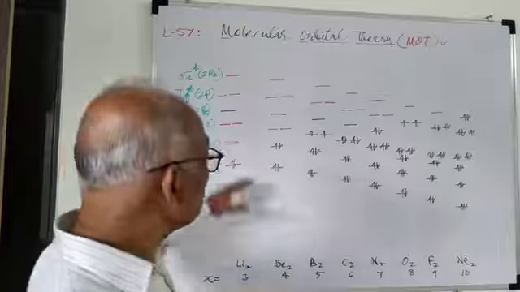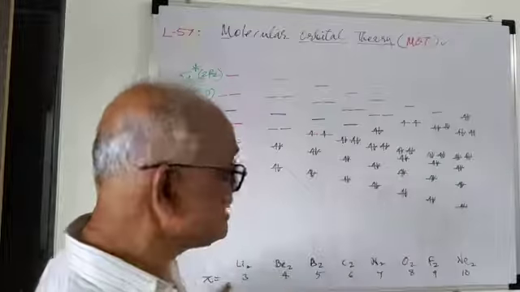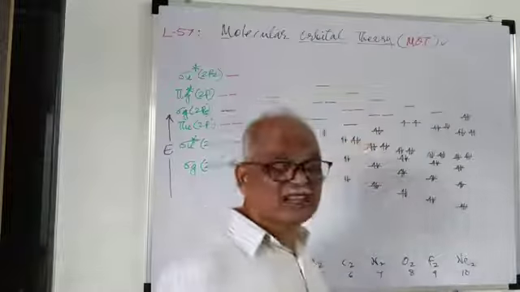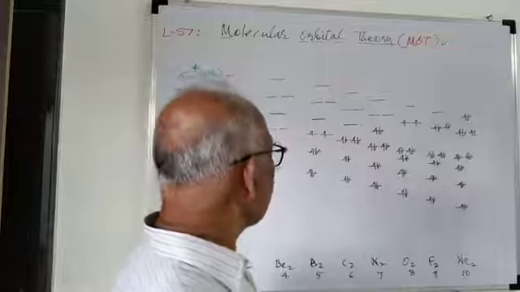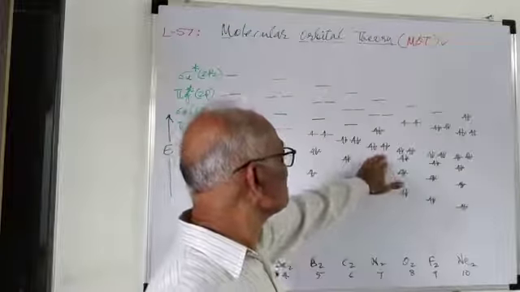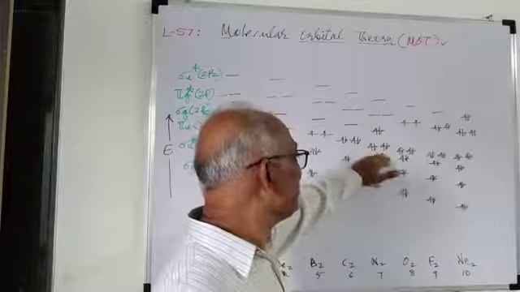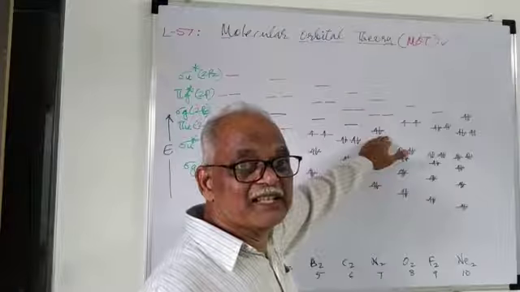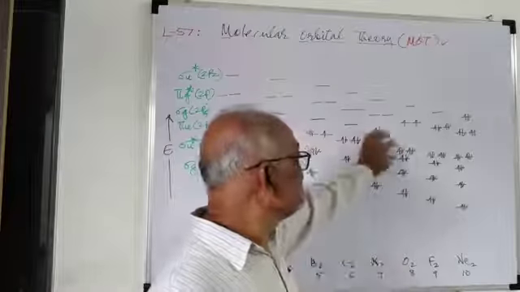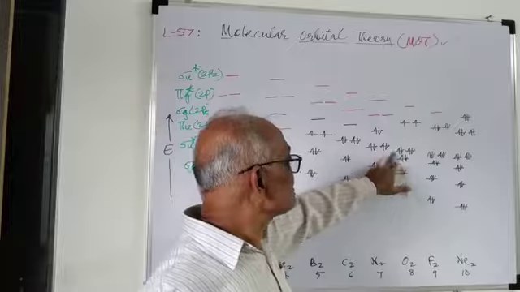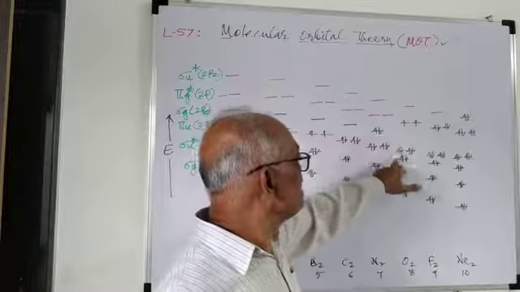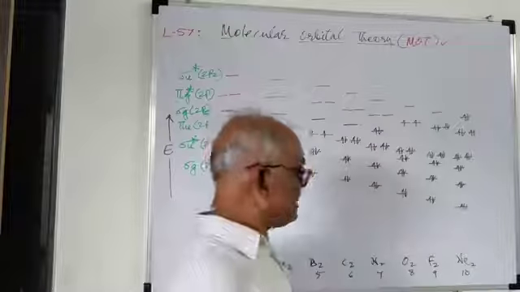So here you will find that as we move from lithium to neon, the energy levels are found to be decreasing, and up to N2 the sequence is the same, where pi molecular orbitals are low lying and sigma molecular orbital is higher in energy. But as we move to oxygen, there is inversion, means the pi molecular orbitals are going up and sigma g is coming down, means lowering in energy.